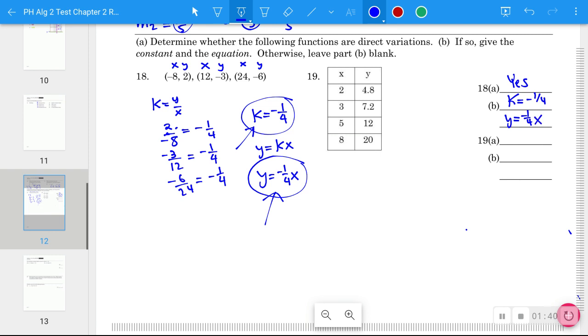Okay, on the next one, if you take this y divided by this x, you get 2.4. And you just keep doing that. Divide the y by the x, 2.4 again, 2.4 again. It's looking promising, but 20 divided by 8 is 2.5. So not a direct variation. You didn't get a constant value when you divided the y by the x each time.